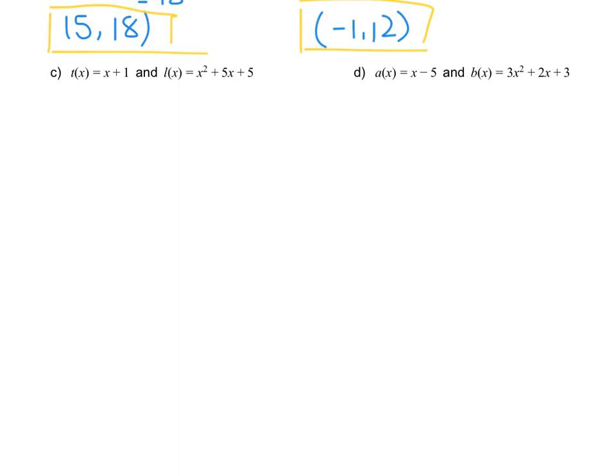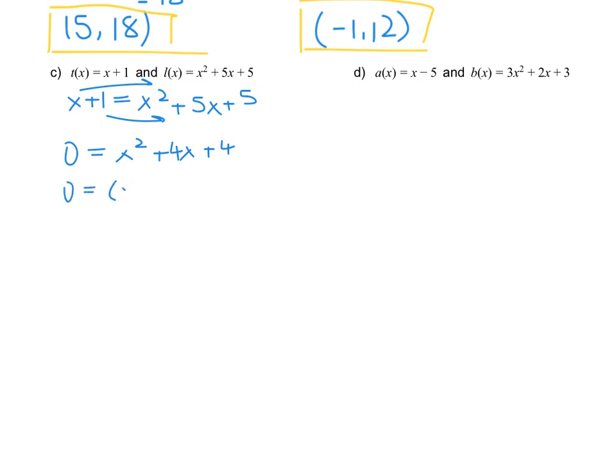All right, so first thing, I'm going to set my equations equal to each other. So hopefully you wrote x plus 1 equals x squared plus 5x plus 5, or the other way around, doesn't matter. Bring everything over to the other side. So 0 equals x squared, and then 4x because 5x subtract x, and then plus 4 because again, 5 subtract 1. And now I'm going to factor this because it's a simple trinomial and there are two numbers that multiply to 4 and add up to 4. And both of those numbers are actually 2, which means this is a perfect square trinomial. So I'm going to have (x plus 2)(x plus 2).